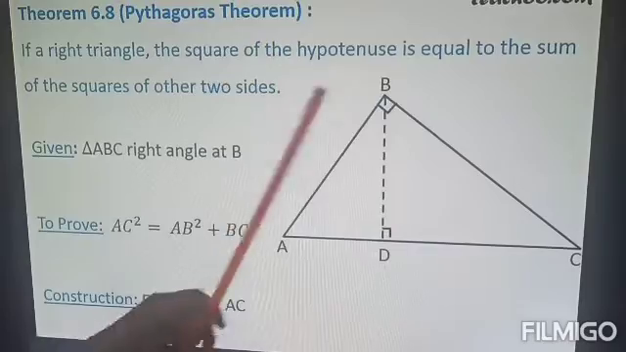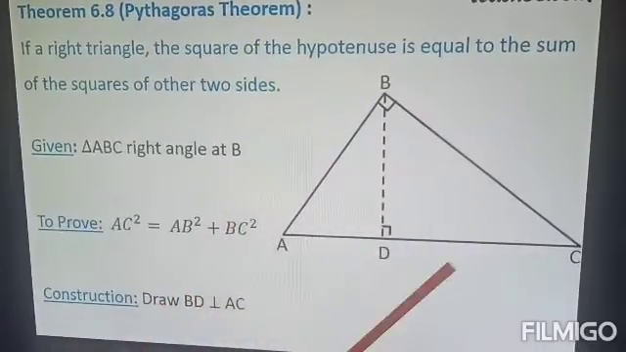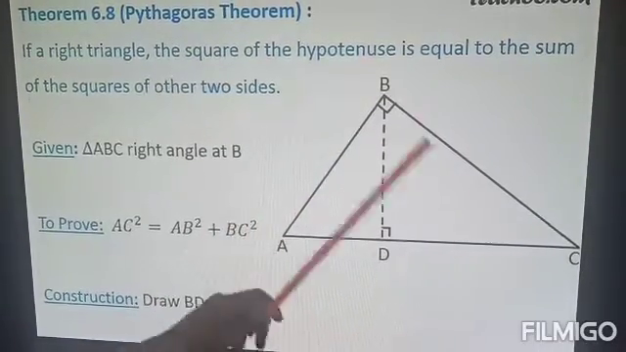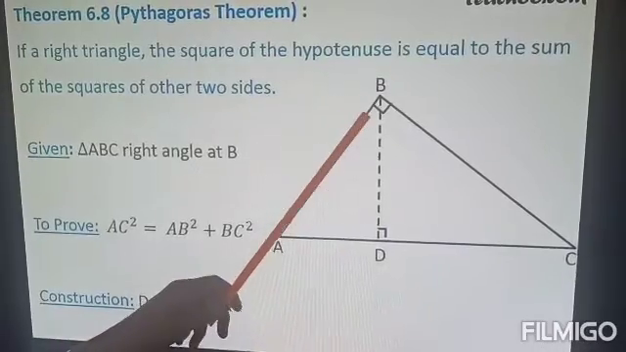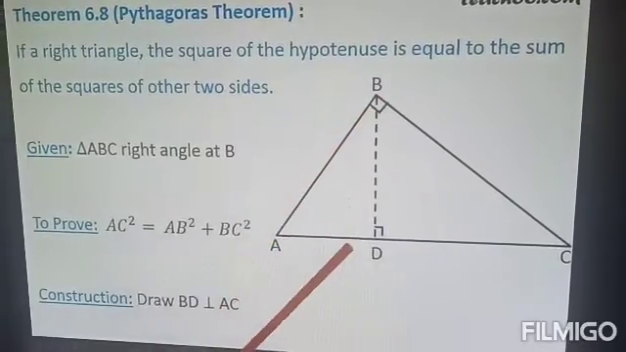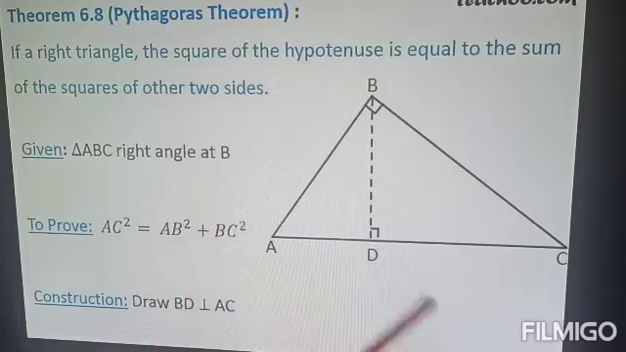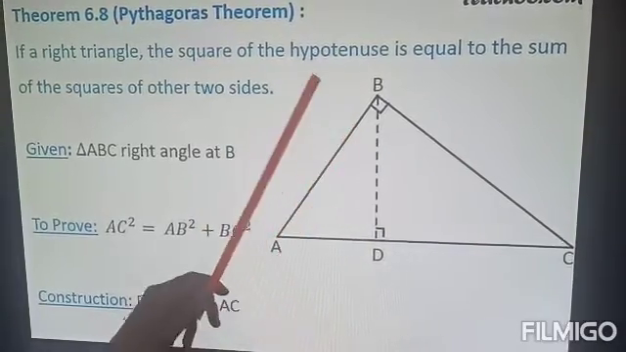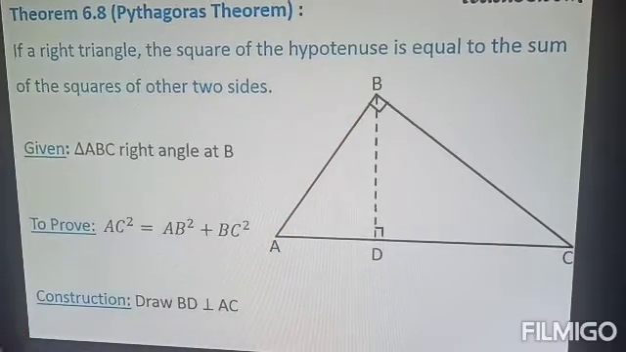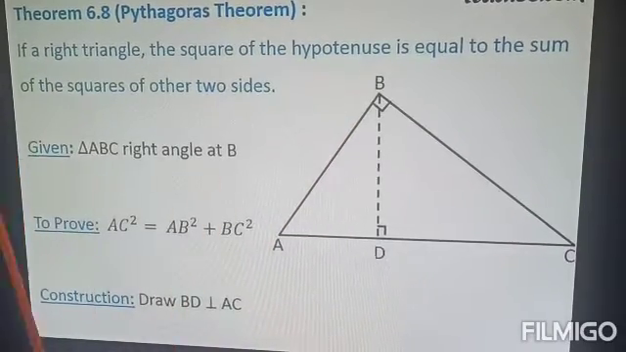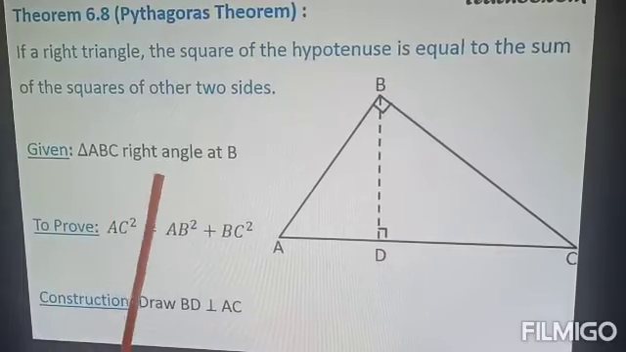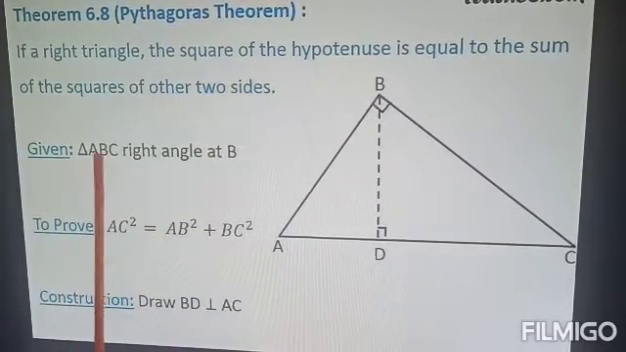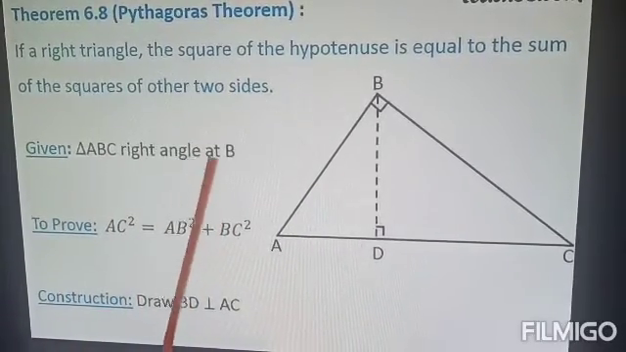Then draw the right angle triangle. ABC is a right angle triangle, right angle at B. This is only given, and this we have to write as the given or data: triangle ABC is right angled at B.